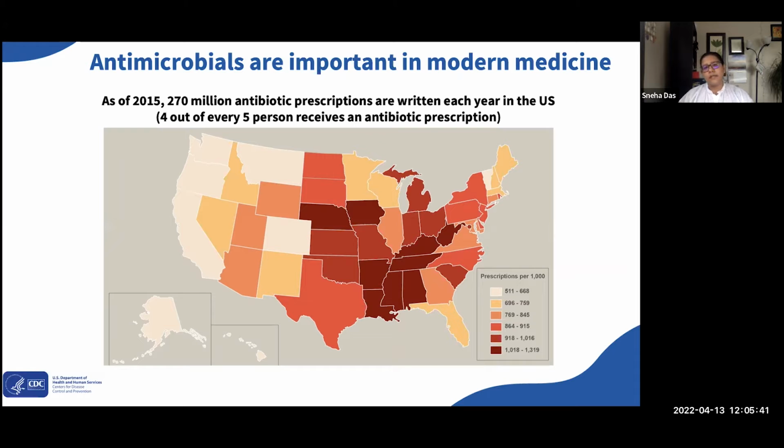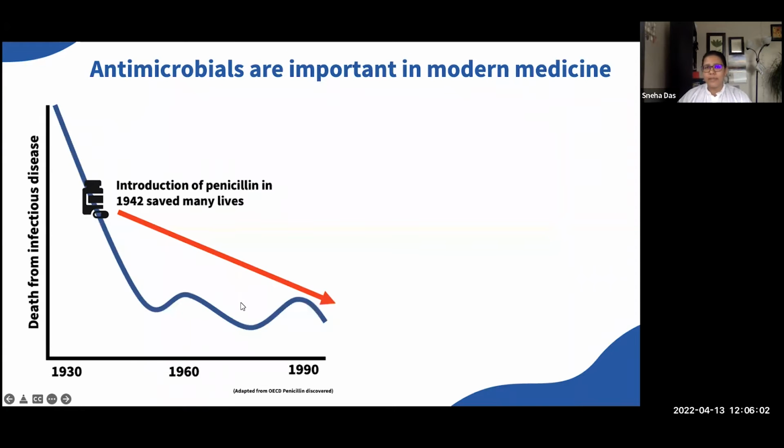A survey conducted in 2015 found that about 270 million antibiotic prescriptions are written in the US every year. So as many as 4 out of every 5 persons that visit the doctor actually receive a prescription. And this is because antibiotics or antimicrobials are really important in modern medicine.